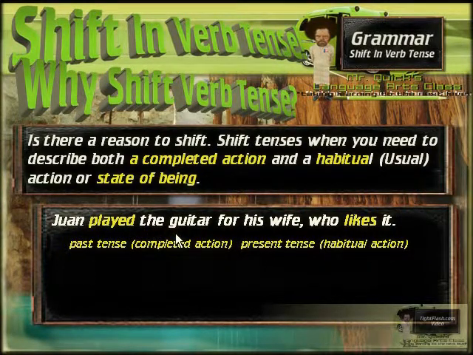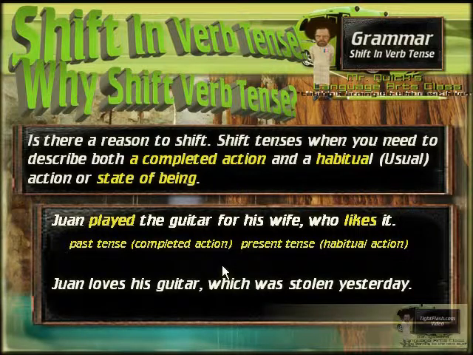Juan played the guitar for his wife. Yes, for his wife. And of course, this clause describes this completed action, played. So they complement each other in order for the reader to fully understand the reason why the verb tenses have shifted. Let's look at another sentence here.